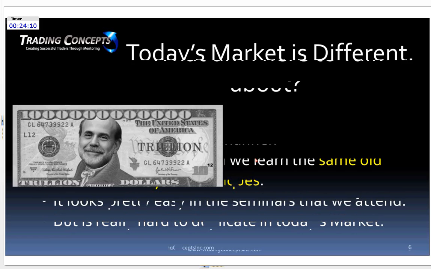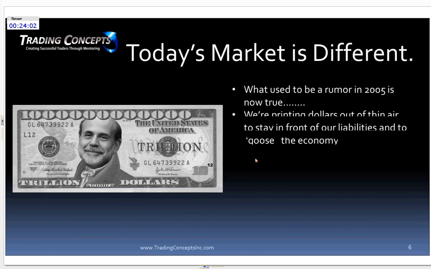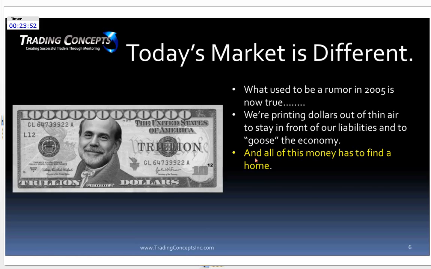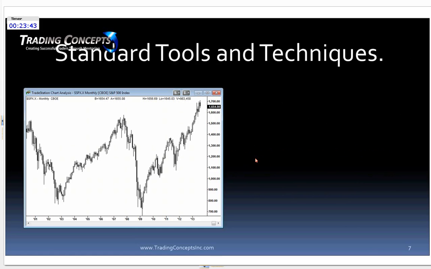Today's market is not what it used to be. What used to be a rumor in 2005 is now true. I remember all these rumors about what they called the plunge protection team. I don't know if you guys remember that, but that was a big rumor back then. And now it's absolutely true. We're printing dollars out of thin air. We're goosing the economy, and all this money has to find a home. And guess where it's finding it lately? Well, with interest rates near 0%, it's not sitting in money markets. So the standard tools and techniques are just different these days.